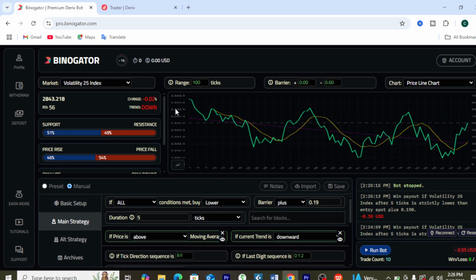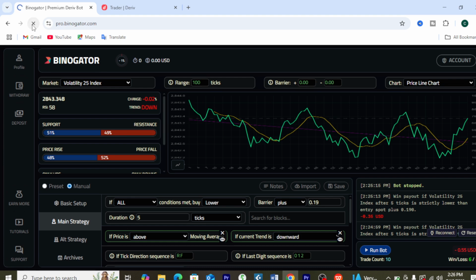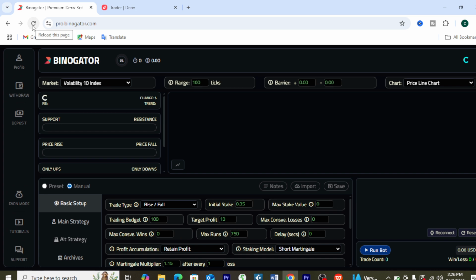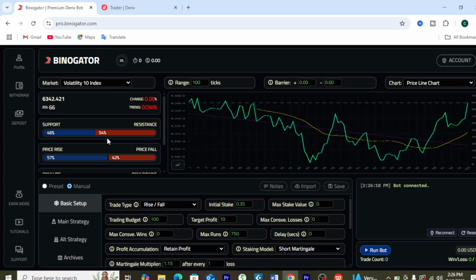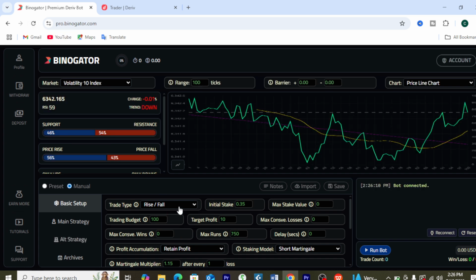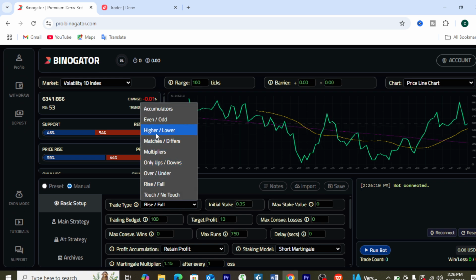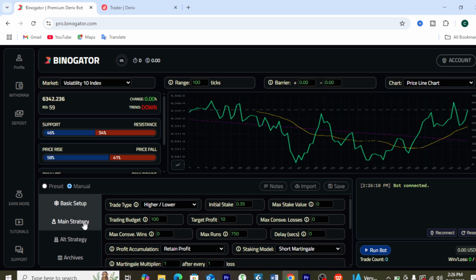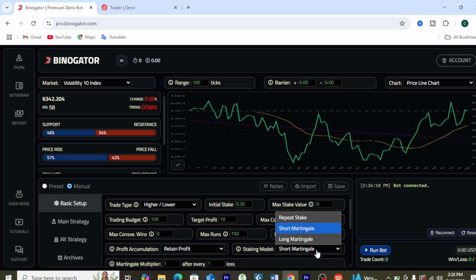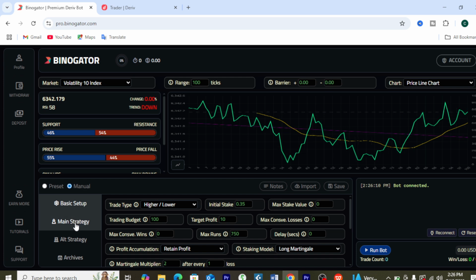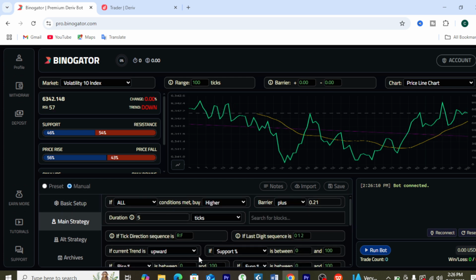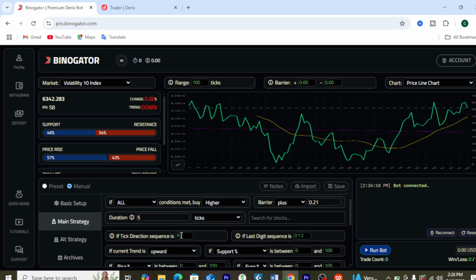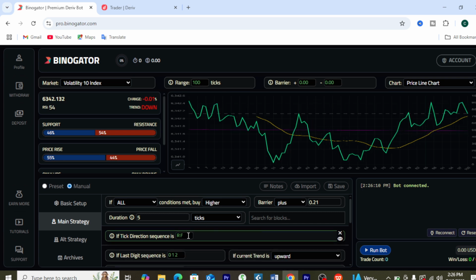So this strategy now is, let me clear everything that is here so that I can use that strategy. I can import and put the strategy now. So higher, lower, we'll select higher, lower, and then leave everything as it is. The only thing I'm going to change here is the long martingale. So we'll change that to long martingale.